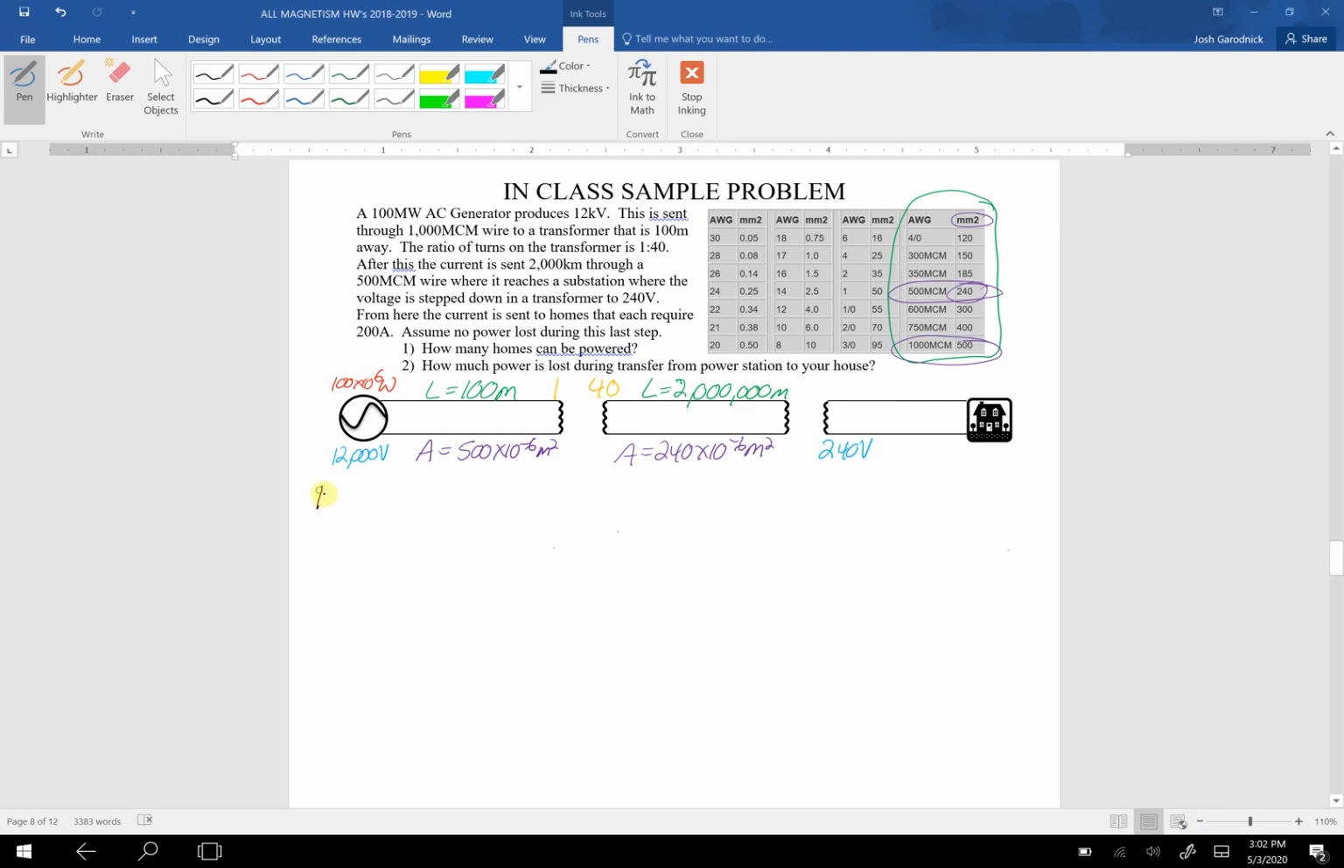The first thing you want to do is figure out how much current is being produced, because we know the voltage and the power, so what is the current? I can use I equals P over V, which would be 100 times 10 to the 6th watts divided by 12,000 volts, and I'll get that the current that is produced is 8,333 amps.